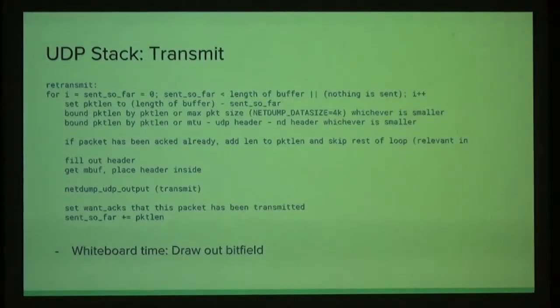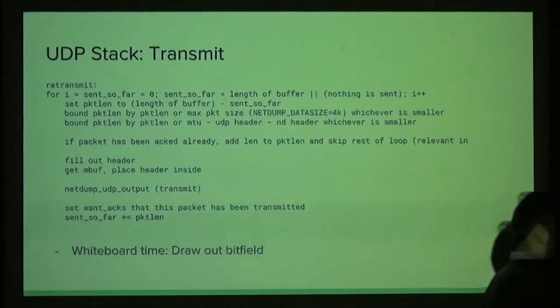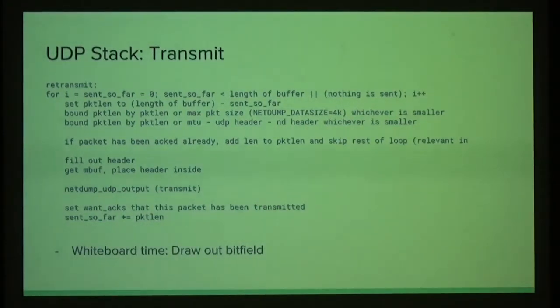Not sure I actually want to draw this, but one of the main problems is that you have to check your entire bit field every time. So this window is fixed, and you have to go back through every time, and every time there's a missing packet, I'm going to mess up. So here's your bit field.